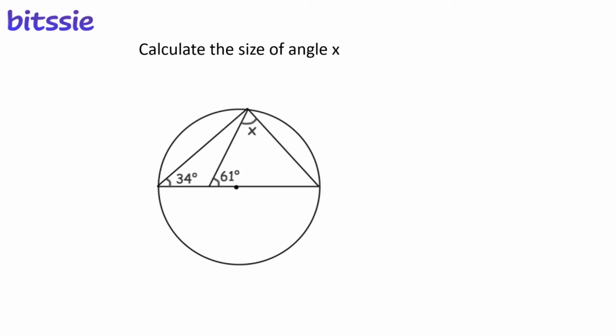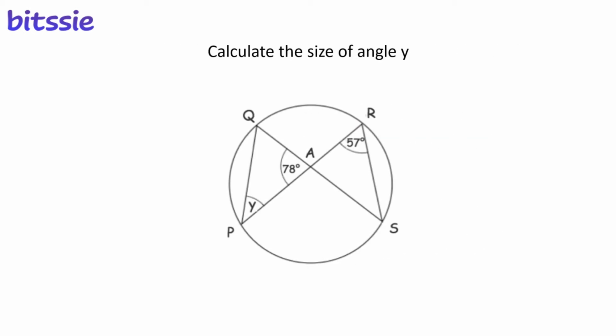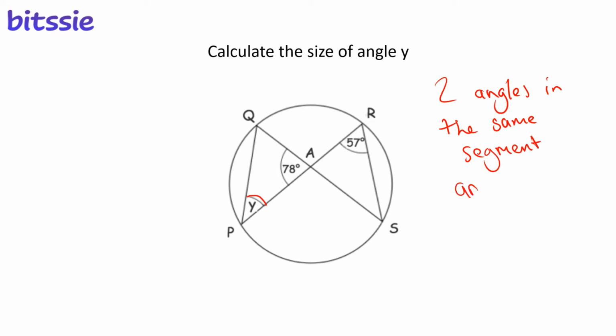Now let's look at question 3. We have to calculate the size of angle y, which is down here. But if we use the theorem, two angles in the same segment are, that's right, they're equal. So here we can say that the angle in the same segment, so that's our segment, we have 57 here, so this angle is also 57 degrees.